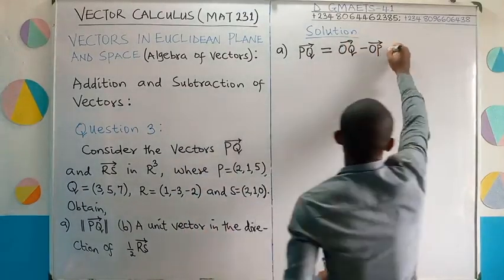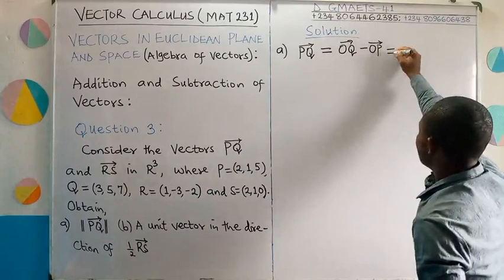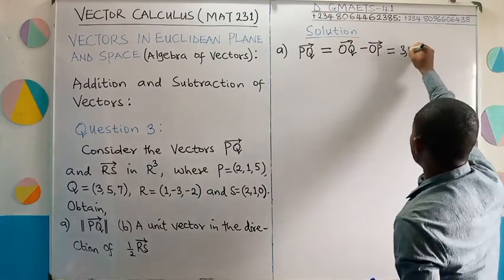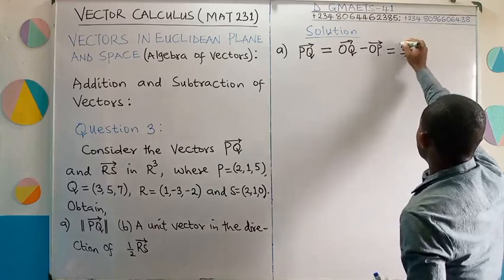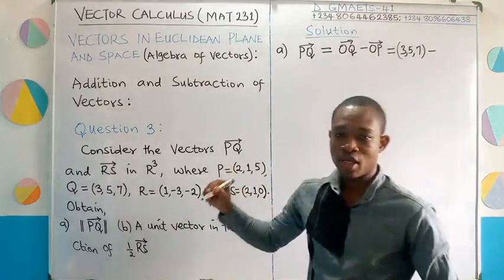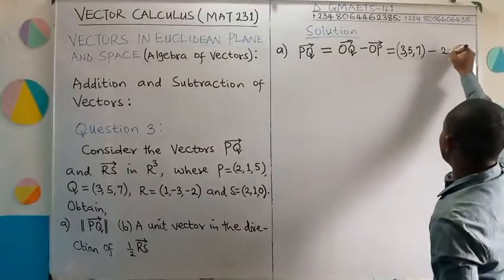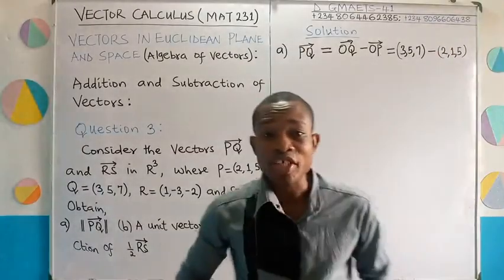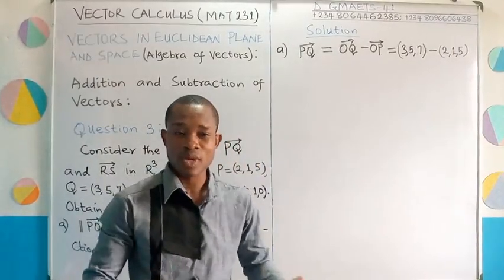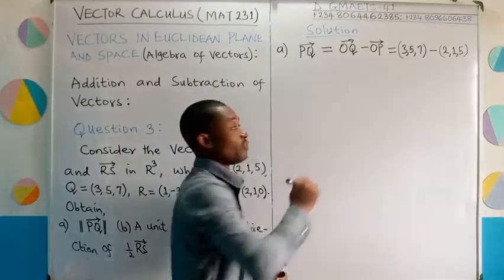Alright, so let us substitute here and see what we are going to get. Vector Q is (3, 5, 7), so OQ is (3, 5, 7), then minus vector OP, which is simply point P, and that is (2, 1, 5). We shall do this subtraction, and of course, you've been drilled very well from questions 1 and 2 on how to carry out subtraction of vectors.